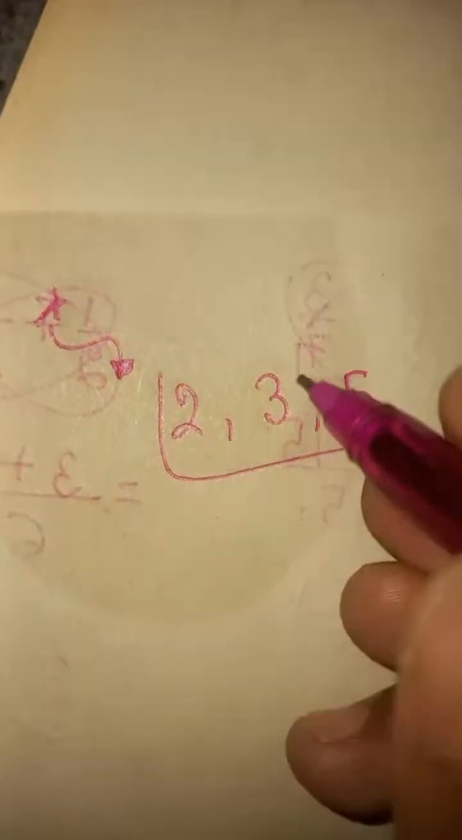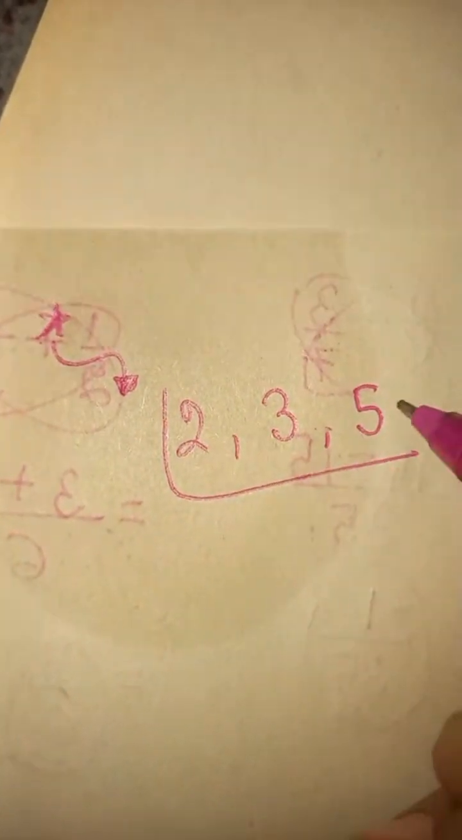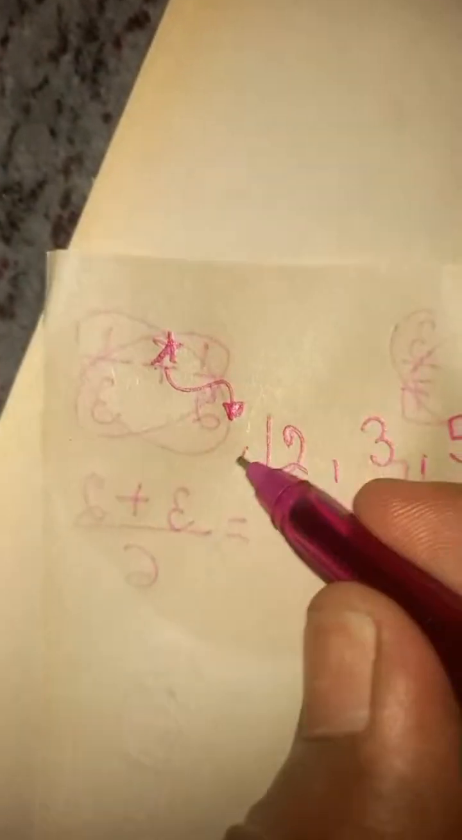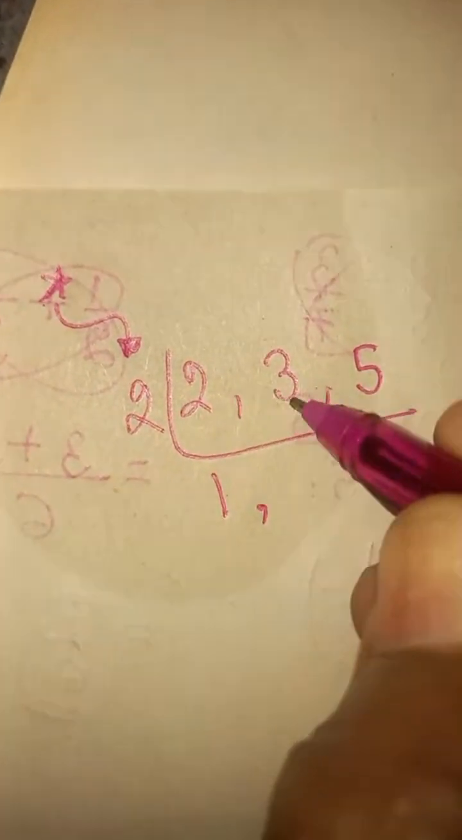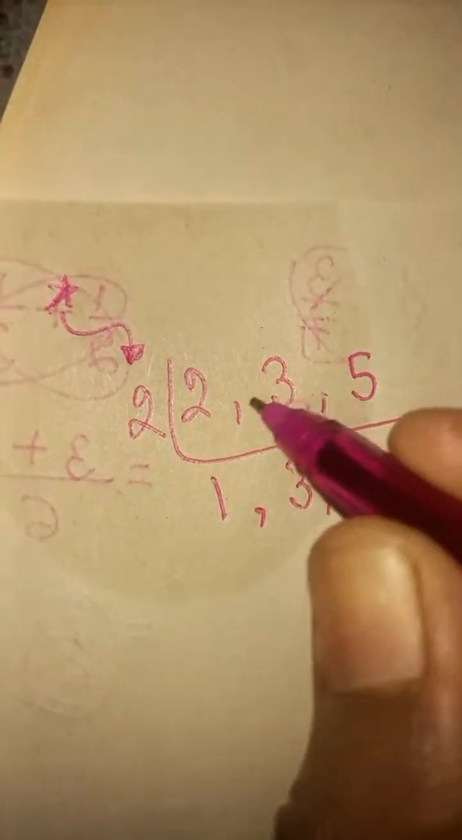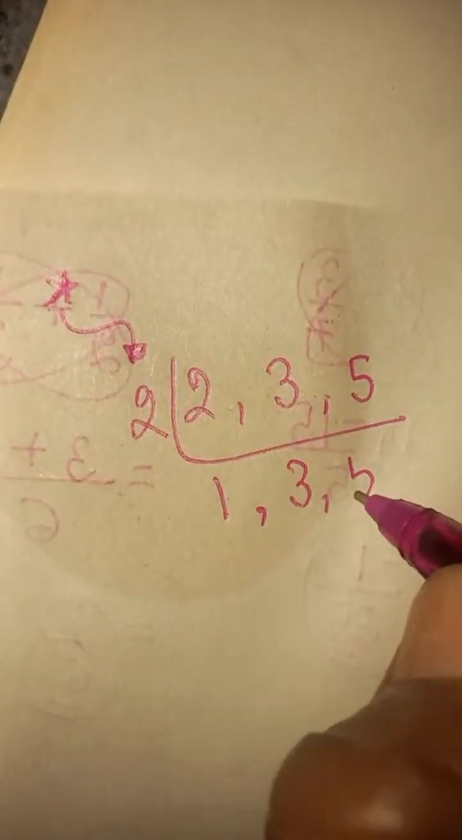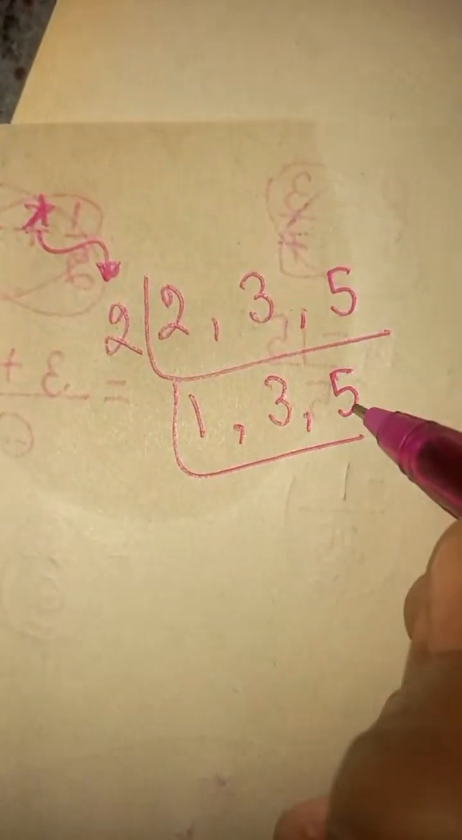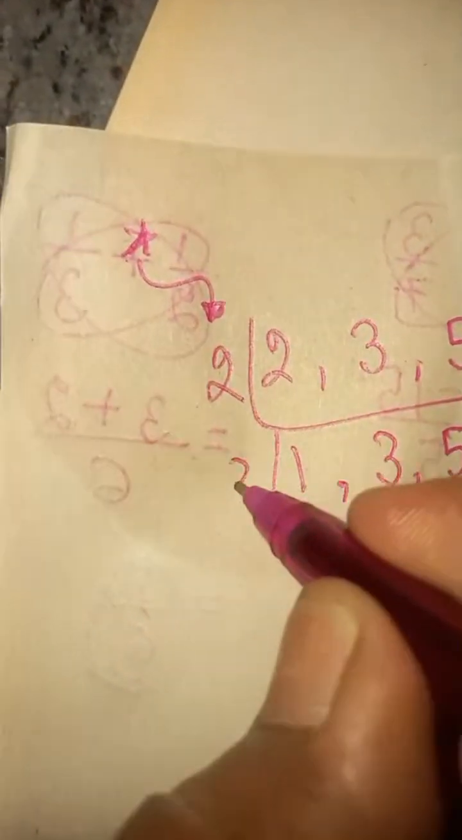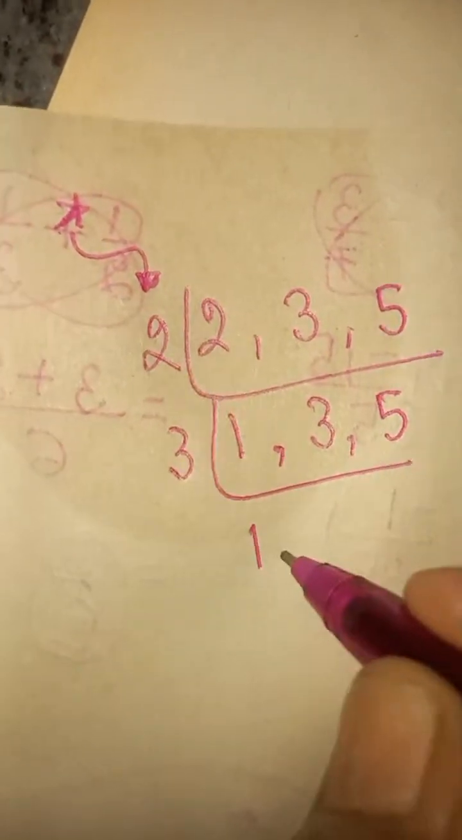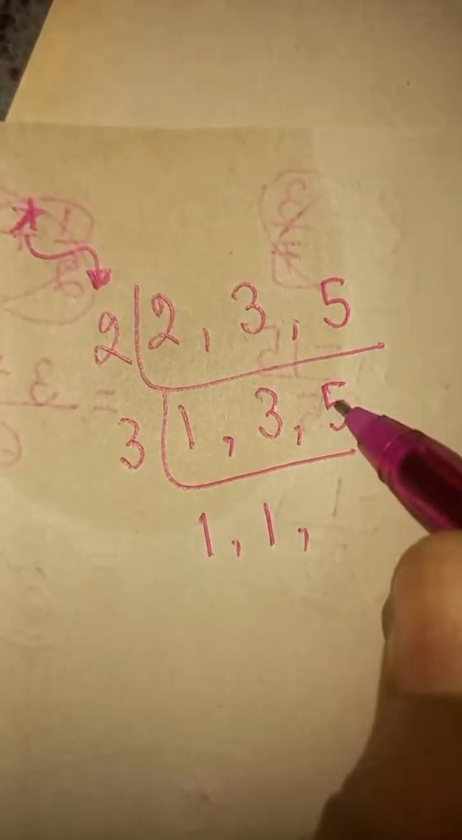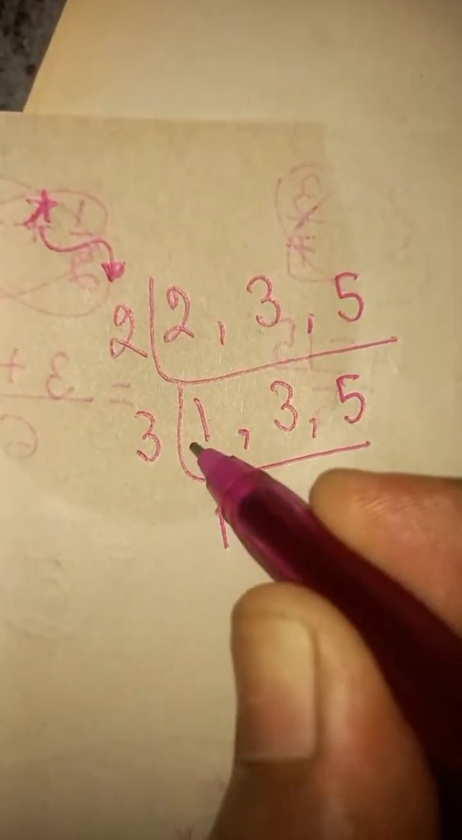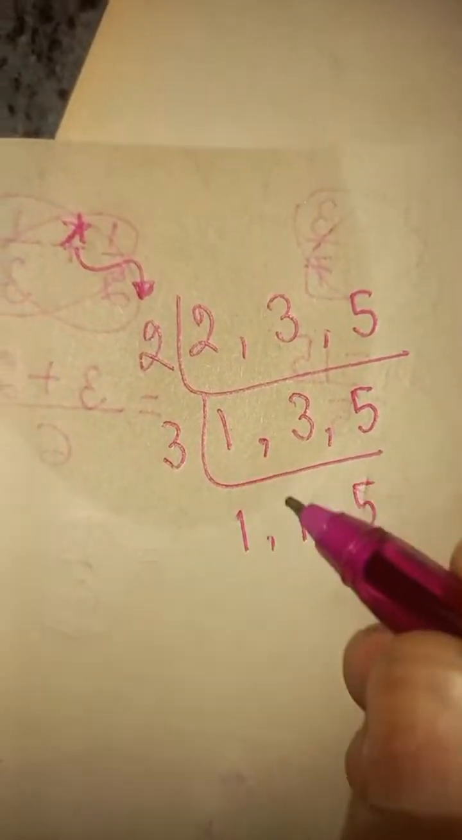Write like this, and first start with the smallest prime number you can divide, that is 2. You can divide 2 one time. You cannot divide 3, so 3 remains like that. You can't even divide 5, so 5 also remains like that. Next, you cannot divide by 2 anymore, so let's take the next prime number 3. This one remains like that. 3 one time is 3, and 5 also remains like that. You cannot divide 5 by 3.